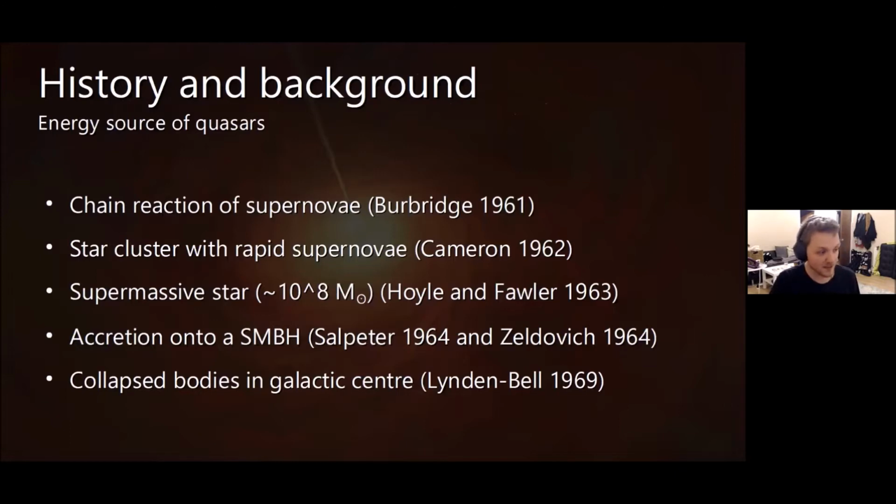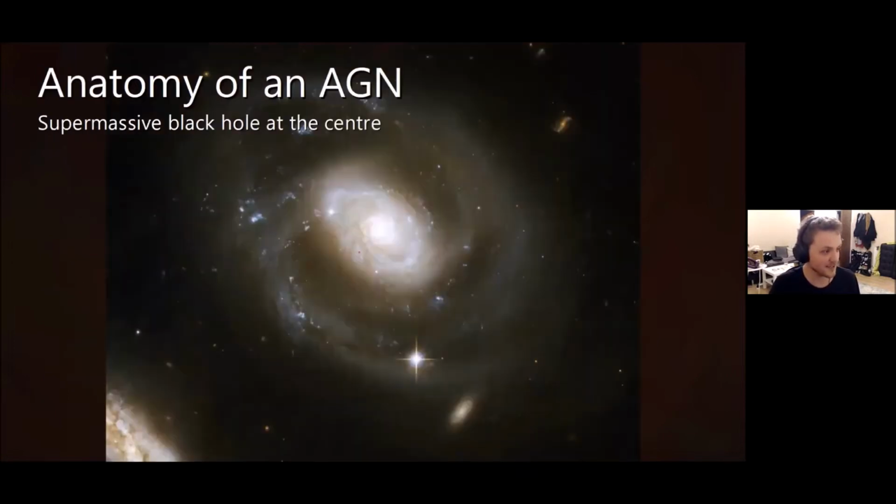And that theory stuck. It was worked on a lot further, and in the 70s and 80s, there was a lot of work trying to figure out and come up with new models about what these quasars and active nuclei actually are. And I will explain now what they actually are.